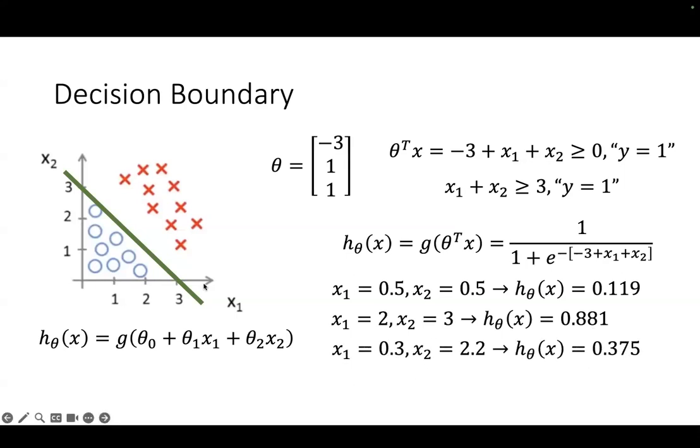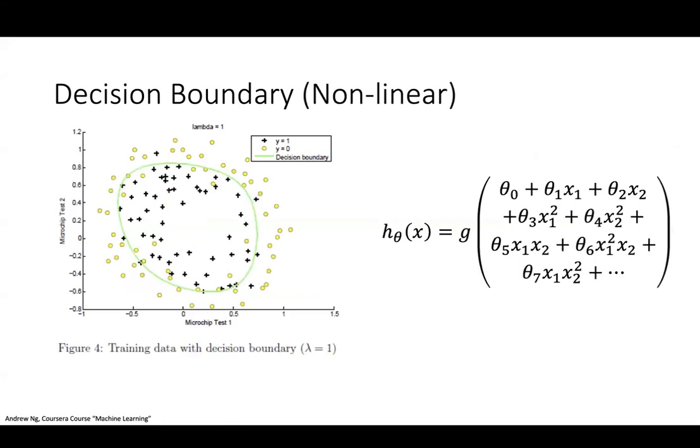And if we use 0.3 tsaka 2.2, ito yung 0.3 tsaka 2.2, ito yun. This will give us an h theta which is equal to 0.375, which is y equals 0, which is what we wanted, right? So because we chose the correct values of the weights, it gave us the correct decision boundaries and the model will give us a higher accuracy of prediction. Okay, so yan yung ginagawa nitong decision boundary.